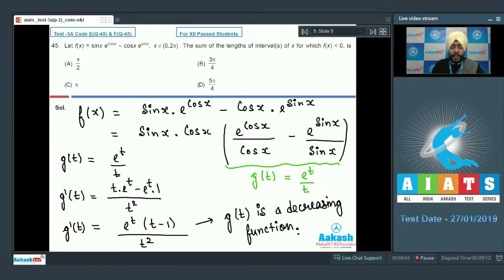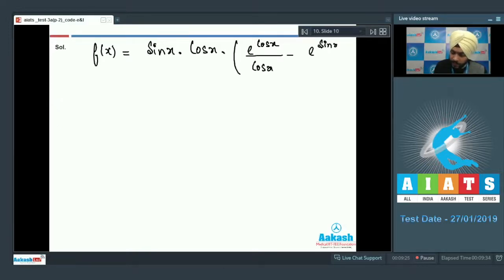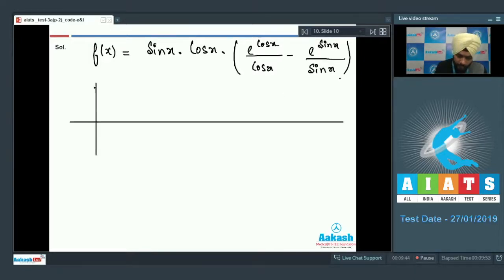Okay. So let us analyze the sign of fx now. Fx is sin x into cos x into e raised to the power cos x by cos x minus e raised to the power sin x by sin x. Let us mark some particular intervals along with the graphs of sin x and cos x. This is sin x graph.